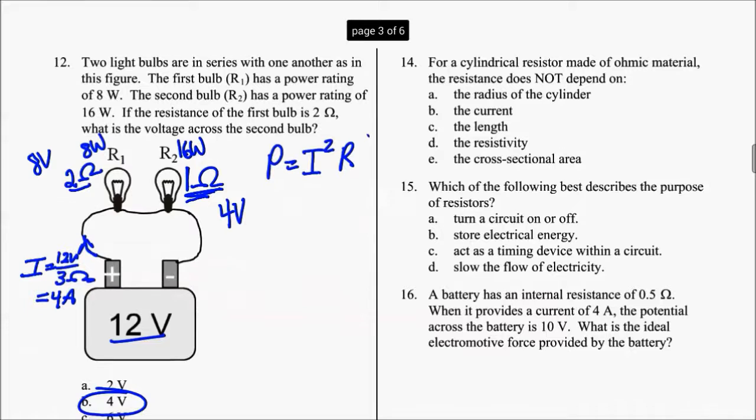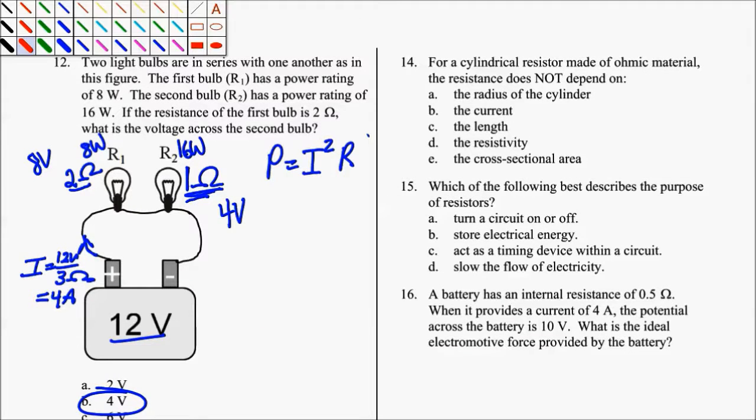All right, for a cylindrical resistor made of ohmic material, the resistance does not depend on which of these. It does depend on the radius of the cylinder, because it's dependent upon the area. It does depend upon the length, resistivity, and the cross-sectional area, but the resistance does not depend upon the current. The other way around, actually, the current depends upon the resistance and the voltage. Which of the following best describes the purpose of resistors? They slow the flow of electricity.